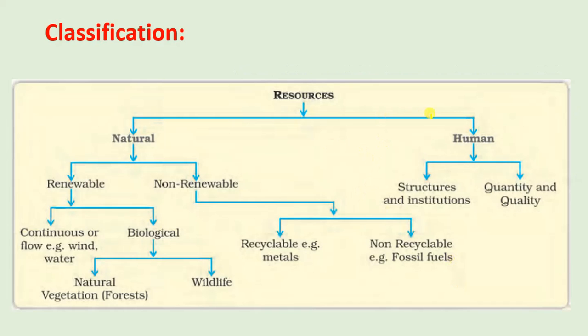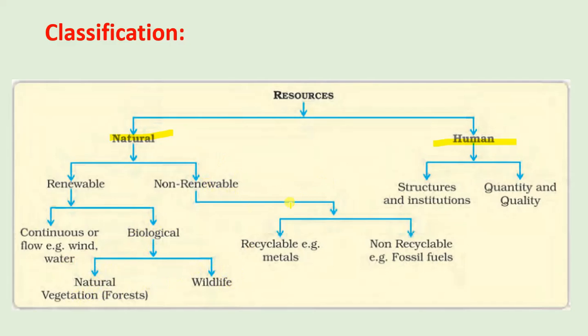Now the classification. Resources are classified mainly in two categories: natural and human. Natural resources are further subdivided into two categories: renewable and non-renewable. Renewable resources are those that can be renewed naturally or by some human effort. Renewable resources are categorized into two categories: continuous or flow, like wind and water, and biological, meaning renewable biologically, like natural vegetation and wildlife.